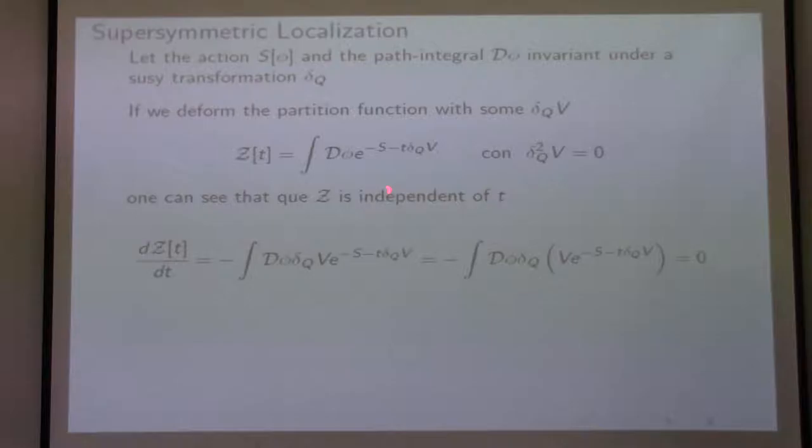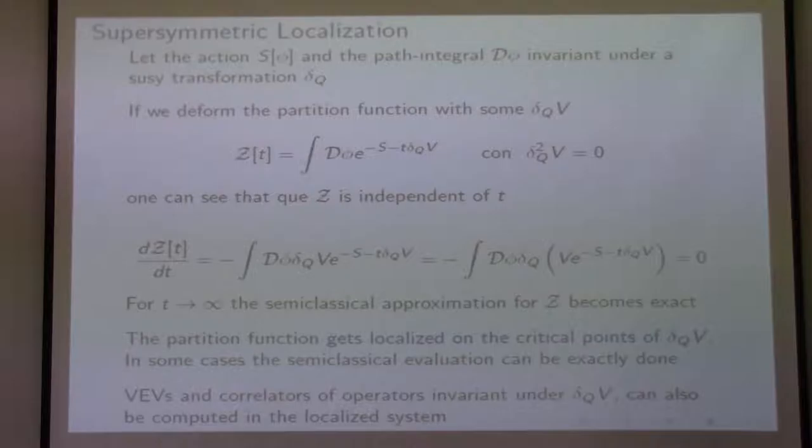Now, if you deform your partition function in this way, you realize that actually this partition function is independent of this parameter t. So now you compute the derivative of this partition function with respect to t, you get this. Now you can write the variation of the full thing, and then you see that this is zero. So in other words, this partition function is really independent of t, you can compute it for t equal to 0, which was your original theory, or you can compute it for any other value of t you want.